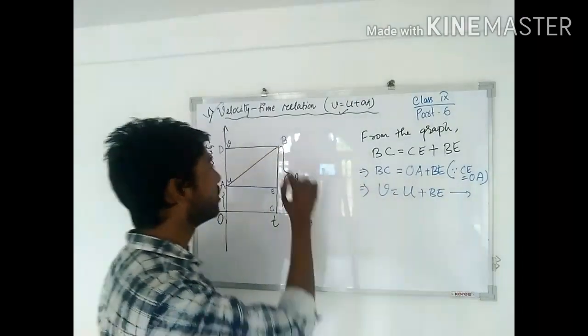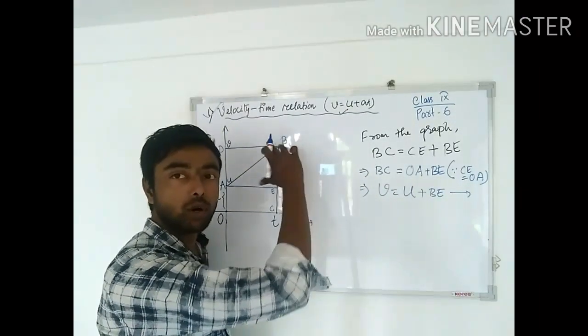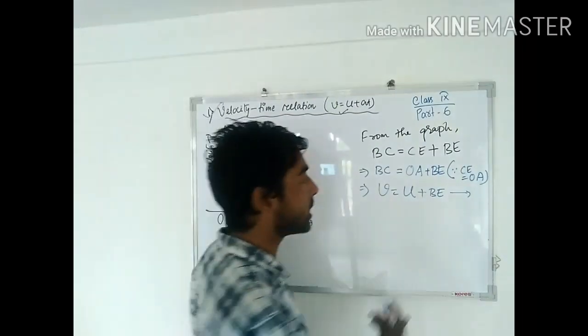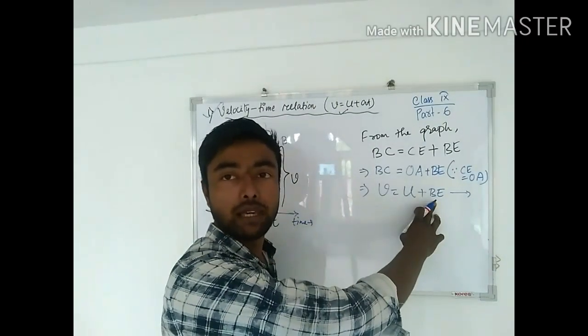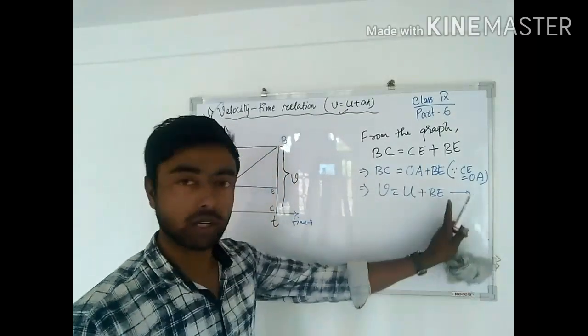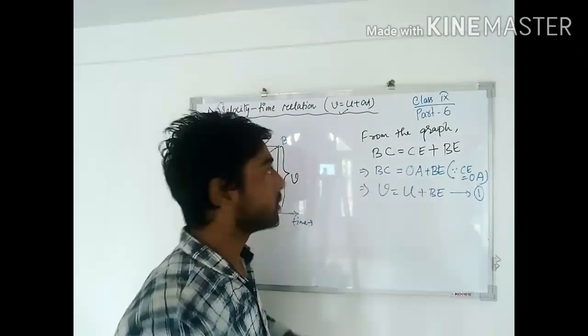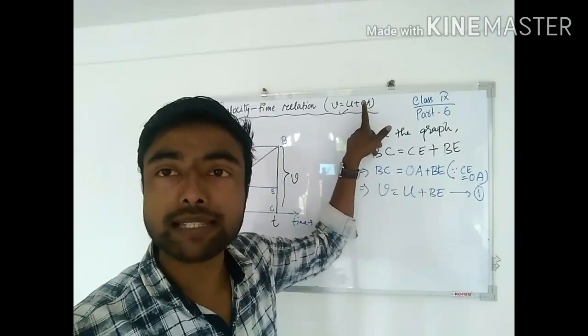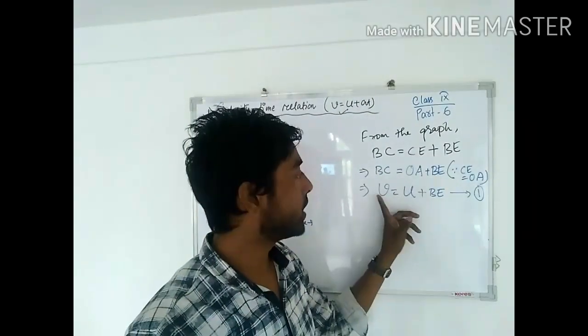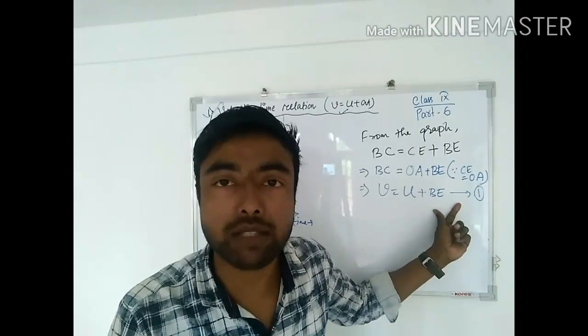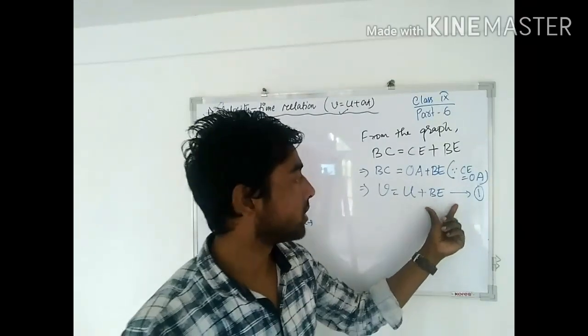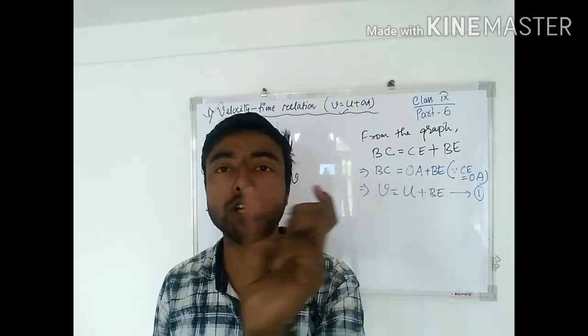We don't know what is the value of BE. We have to find out the value of BE. So that's why I have not written the value of BE. I have just kept BE like this only. Okay? This is equation number 1. Now we have to prove what? The first equation of motion. What is it? V is equal to U plus AT. That means here what you are getting? V is equal to U plus BE you are getting. That means you need to derive the value of BE. We have to find out the value of BE.